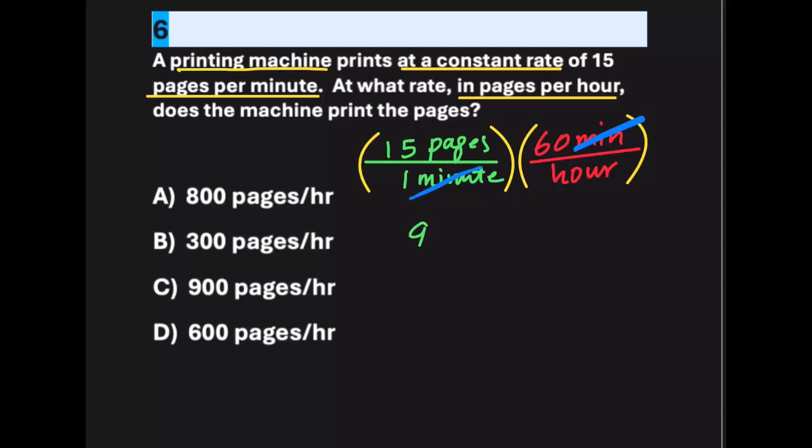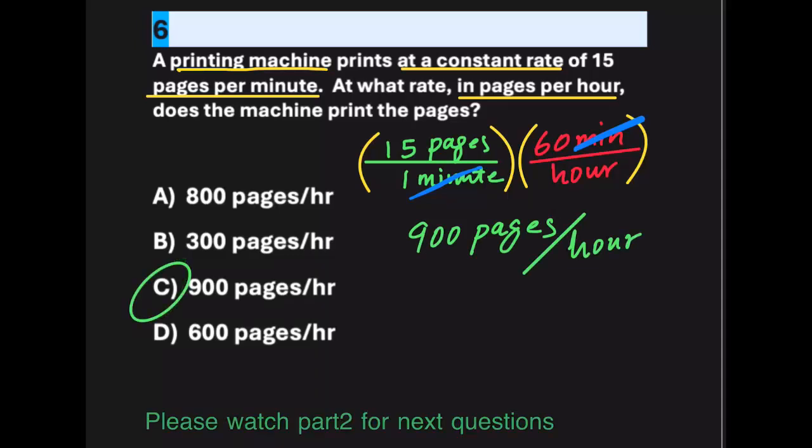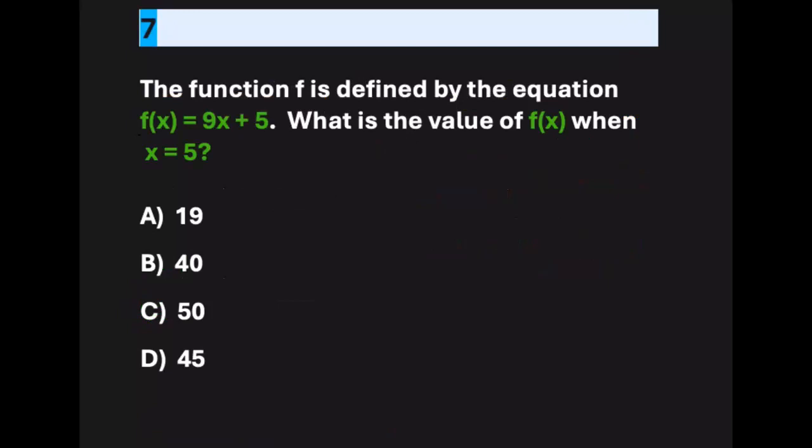So we have 900 pages per hour, and the answer is right here. Let's go to the next question, question number 7. Question number 7, the function f is defined by this equation. What is the value of f of x when x is equal to 5?